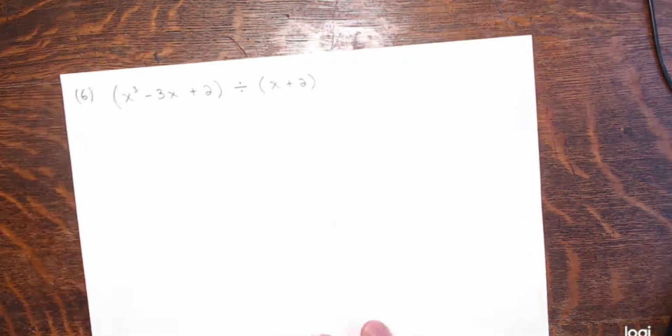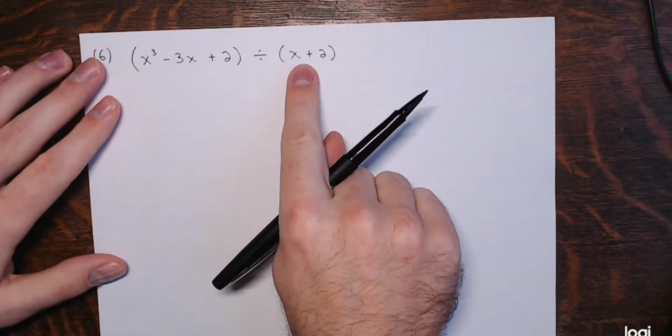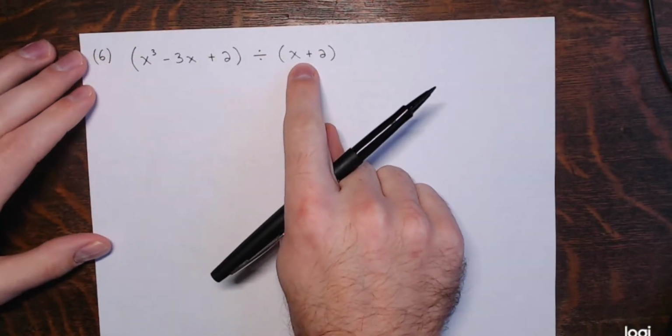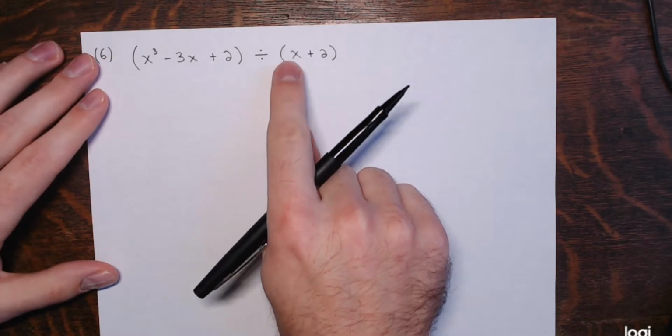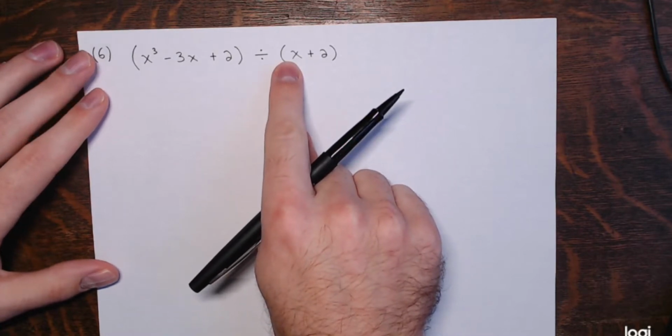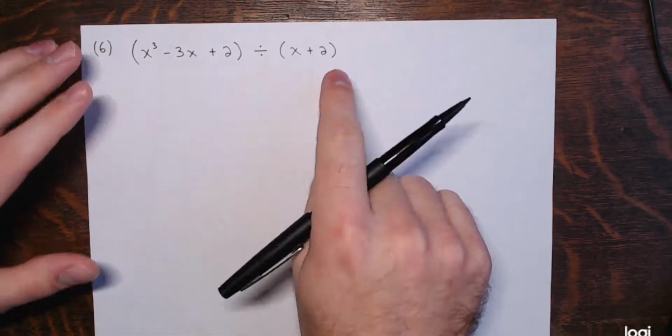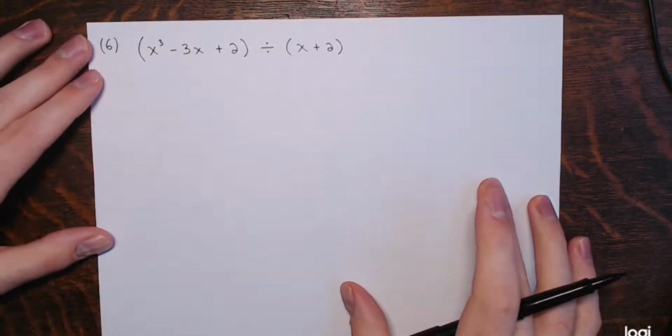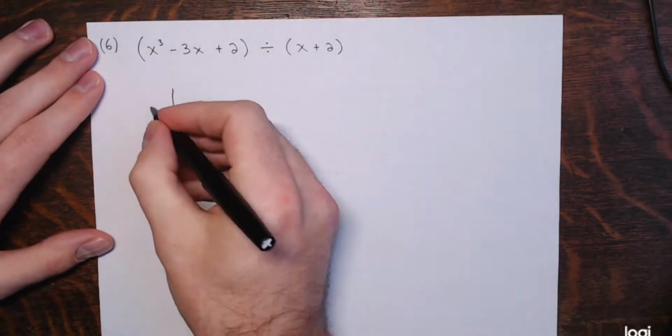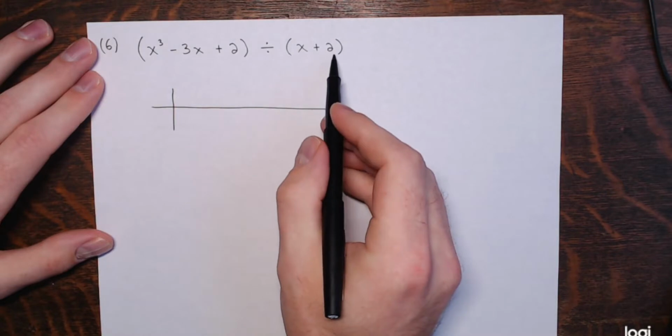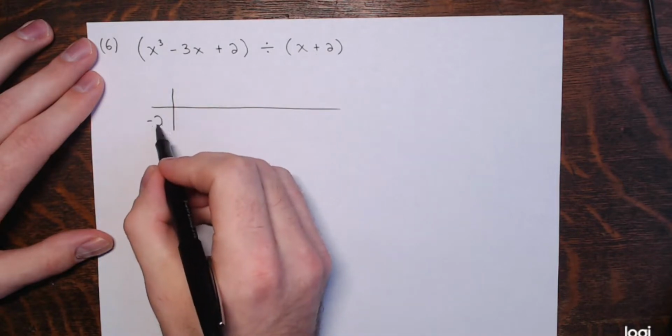There's another one, where once again, the divisor is a degree 1 with a lead coefficient of 1. So I don't need to worry about all that dividing by stuff and then multiplying by stuff later. Right? So I can just go right into it. Now x plus 2 is x minus negative 2, right? So once again, k is negative 2.